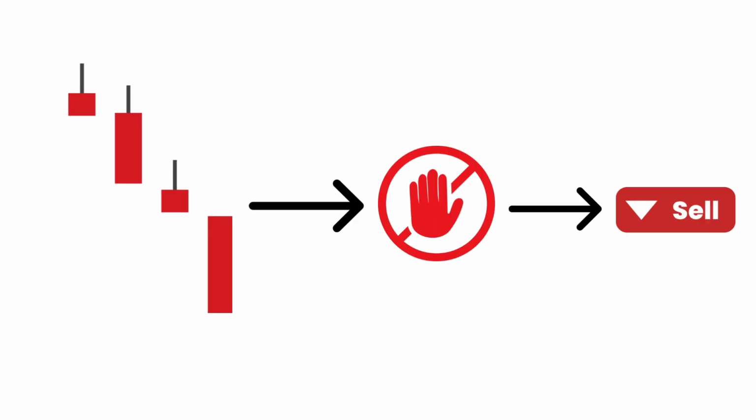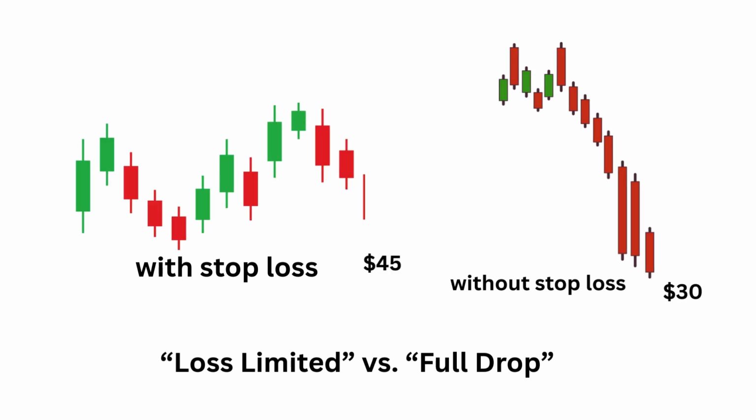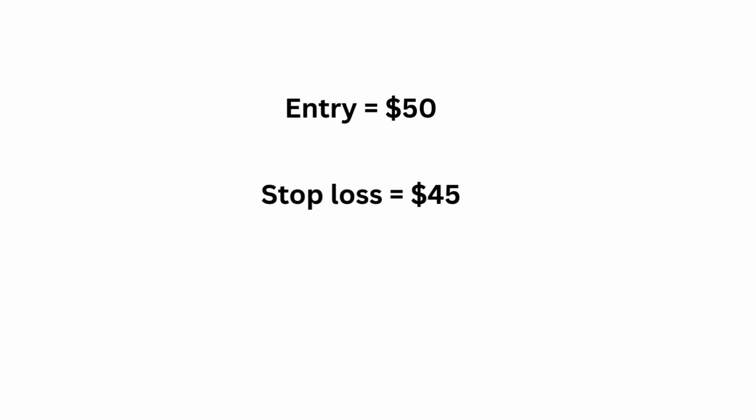Stop loss. A stop loss is an order that automatically sells your stock if the price falls to a certain point. It helps prevent bigger losses. Example, you buy a stock at $50 and set a stop loss at $45 to limit your losses.